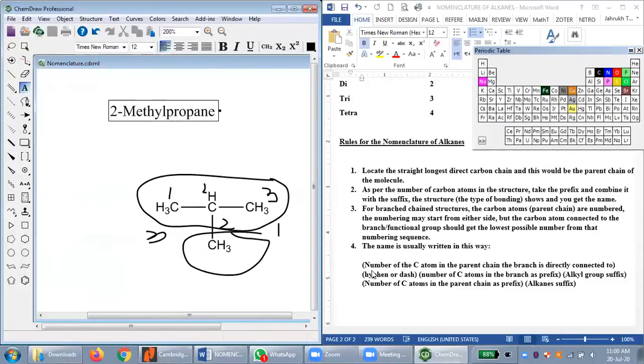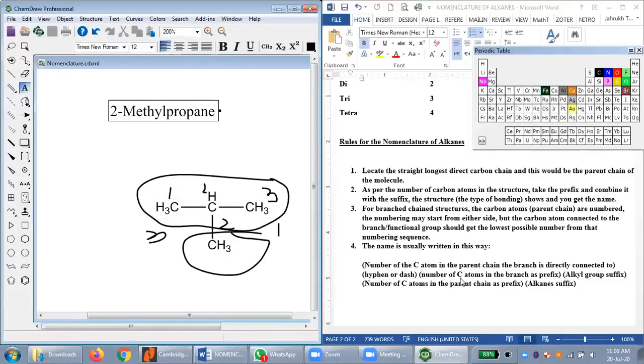The first thing in the name is the number of the carbon atom in the parent chain the branch is directly connected to. Take a look at this structure. The number of the carbon atom in the parent chain was 2 from both sides of numbering, for which the branch was directly connected to, hence 2 is written first. Clear? Then comes a hyphen or a dash. So there is the hyphen or a dash.